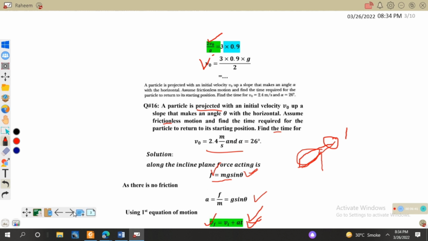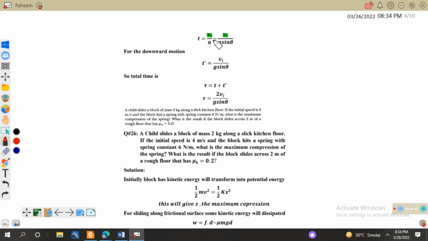So this will give us t is equal to vi over a. We have already calculated the expression for a, which is g sine theta, and vi is the initial velocity. So this is the time which the ball takes while going upward.